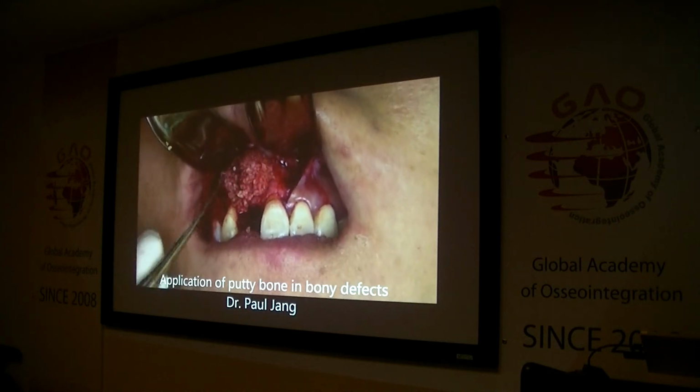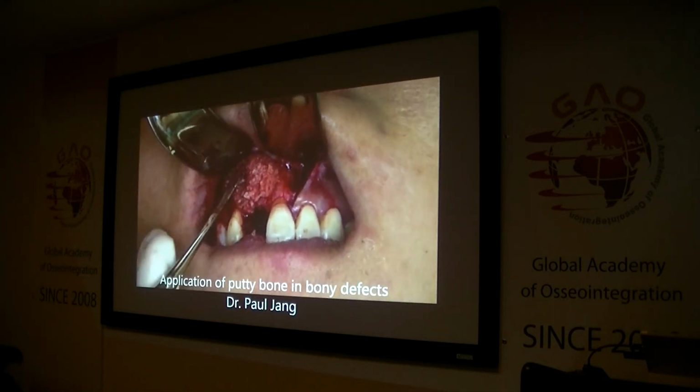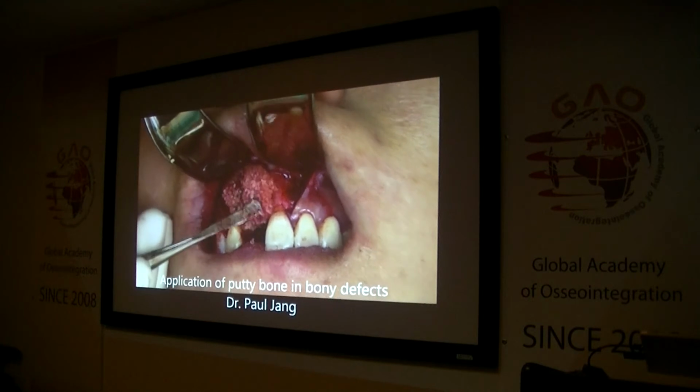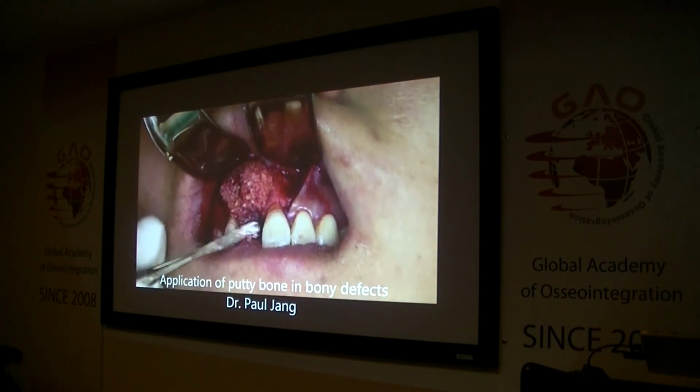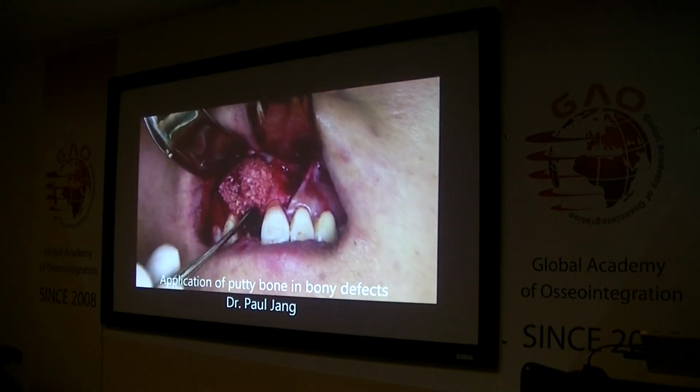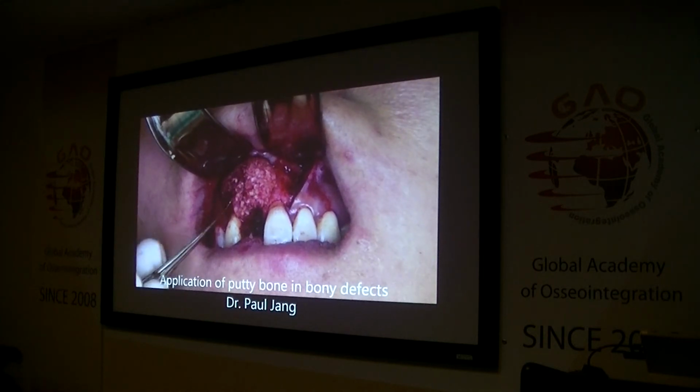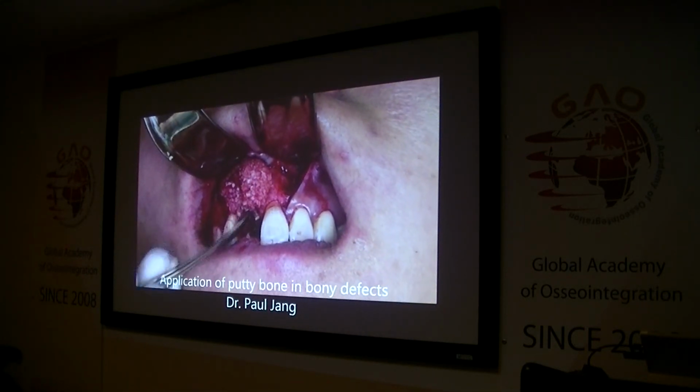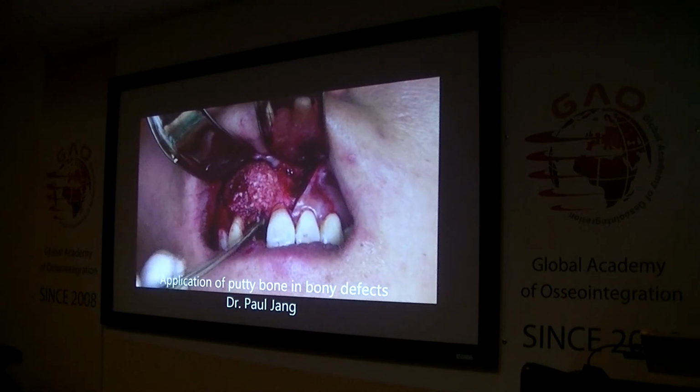See how the graft material just wants to go back here? It just maintains the shape very, very nicely. It's not a messy surgery anymore. It's a clean surgery. Maintains the volume of the graft in the buccal area.